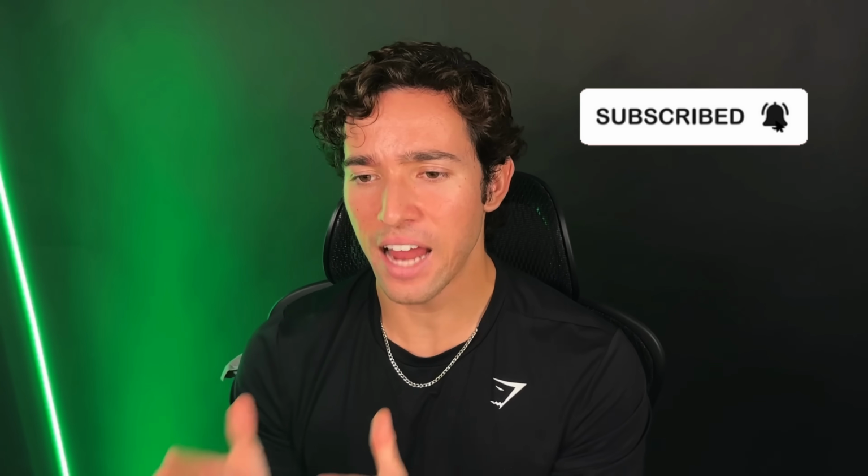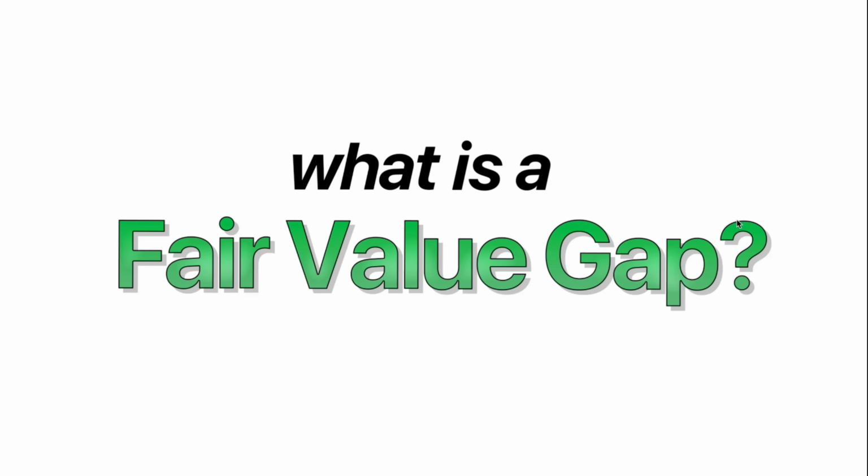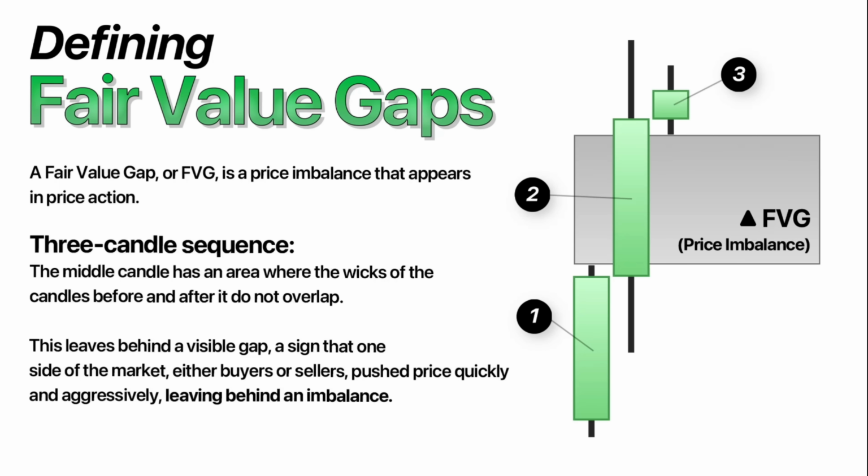So let's first set out the foundation. So what is a fair value gap? A fair value gap, or FVG, is a price imbalance that appears in price action. It forms when you get a 3-candle sequence where the middle candle has an area where the wicks of the candle before and after it do not overlap. This leaves behind a visible gap in price action, a sign that one side of the market, either buyers or sellers, pushed price quickly and aggressively, leaving behind an imbalance.